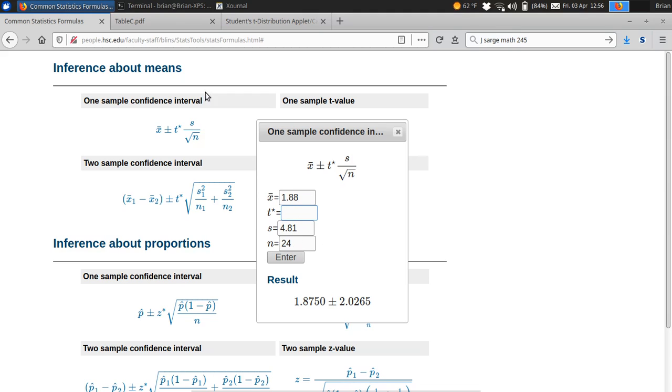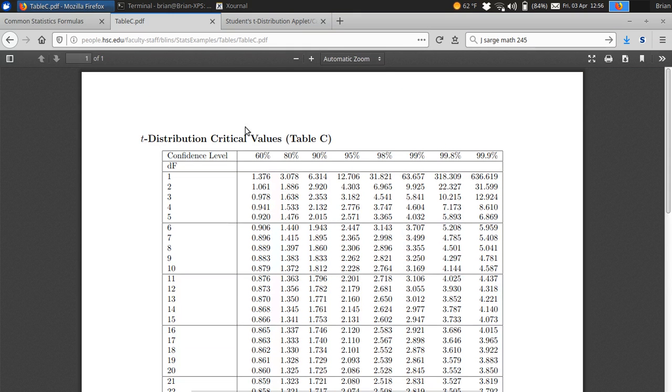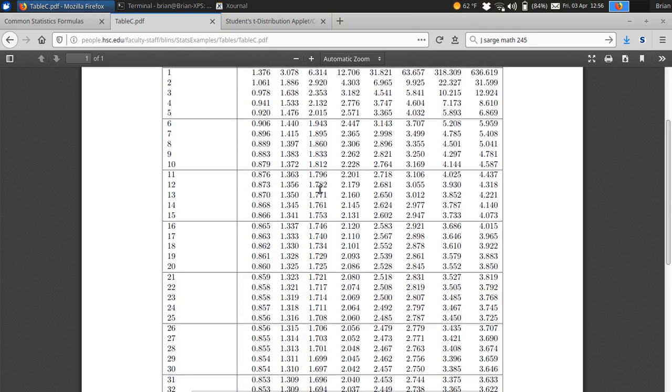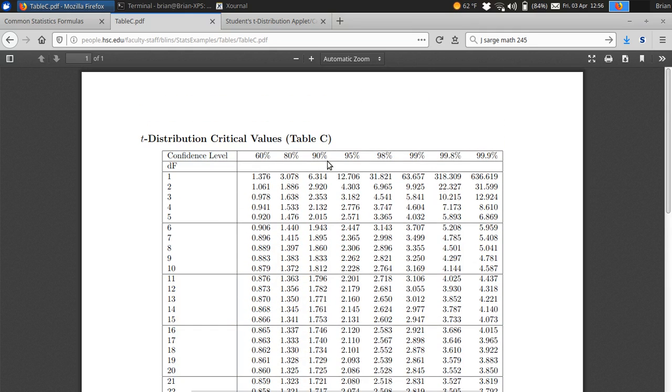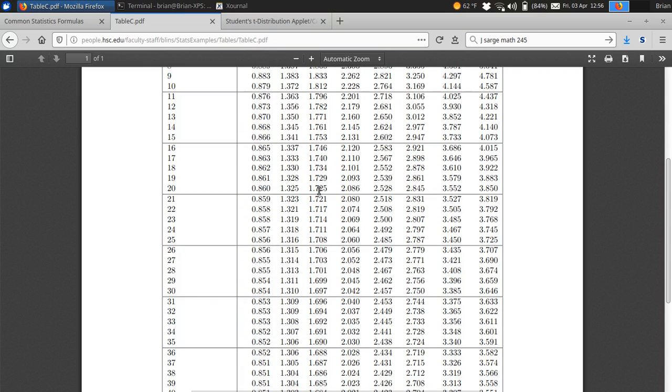So t star, where is that coming from? That's coming from the t-distribution table. It's from this table. We pick the confidence level we're looking for. In this case, I'm looking for 90% confidence, so the third column. And then I go down to however many degrees of freedom that I want. I want 23 degrees of freedom, sample size minus 1, right? And so this number right here, that's the right t star.